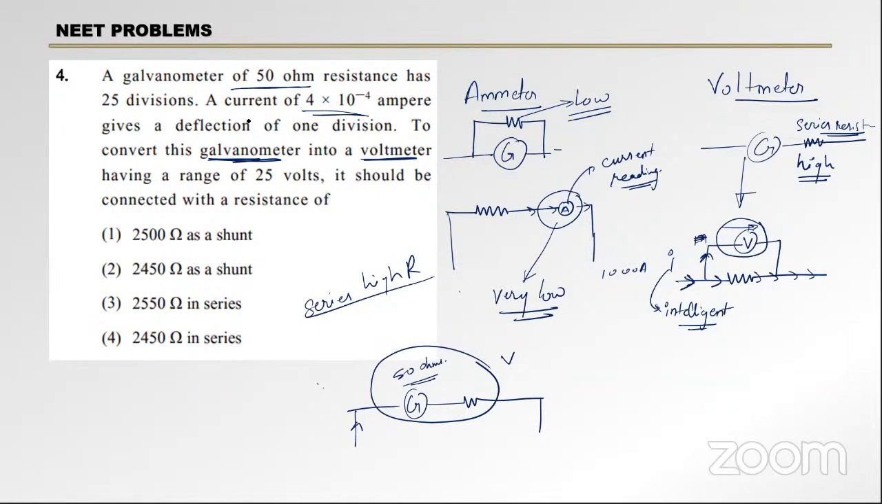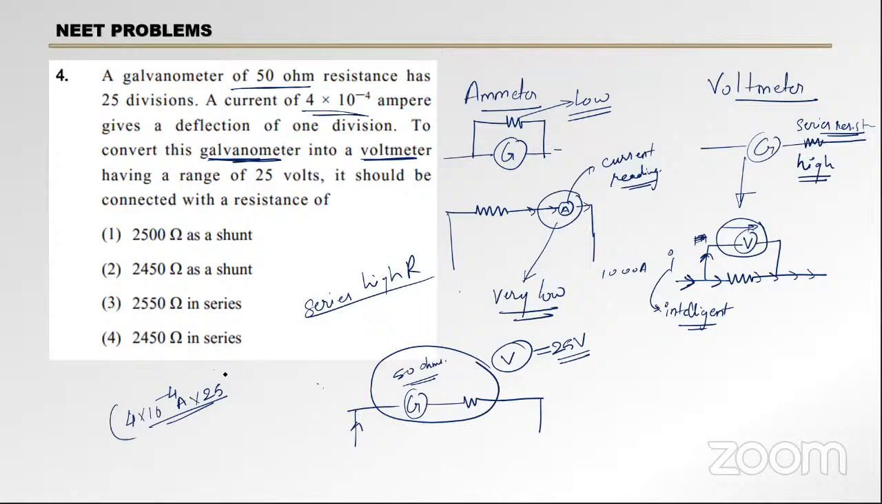Let's do this. A current of 4 into 10 to the power minus 4 ampere gives a deflection of 1 division. So there are 25 divisions now. So what will the range be? 4 into 10 to the power minus 4 amperes into 25 divisions. That means this much is the maximum current that can pass through the galvanometer. Now we want this setup, this voltmeter, to handle how many volts? 25 volts maximum.